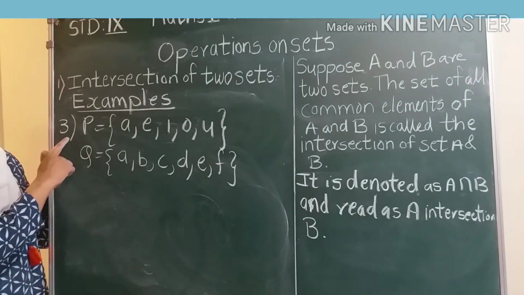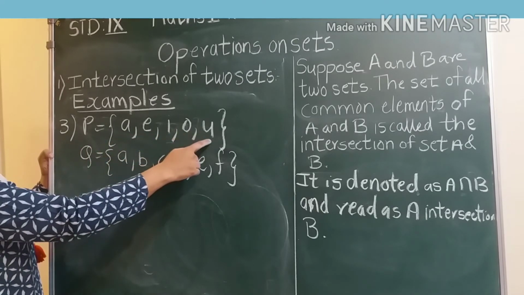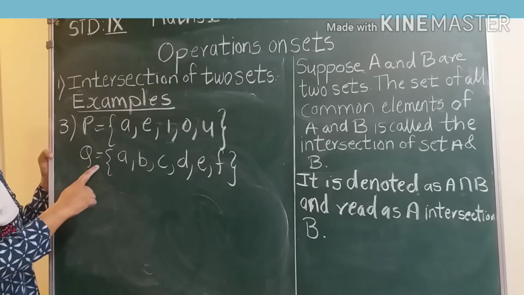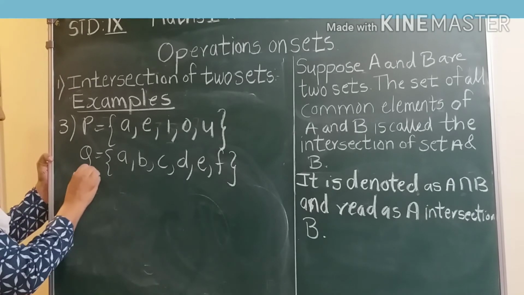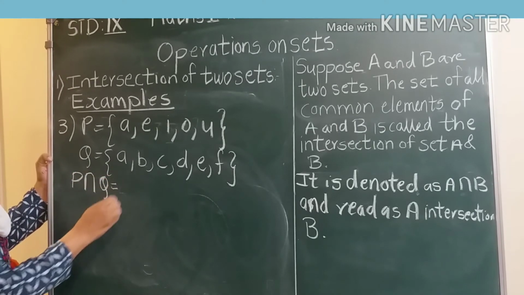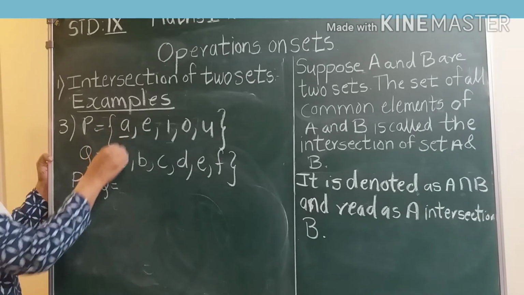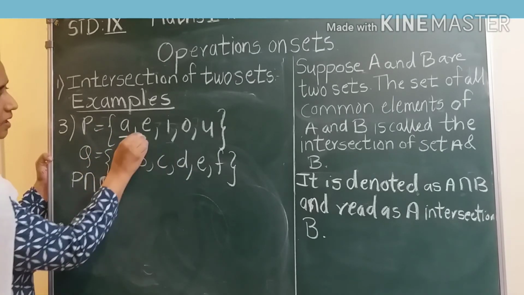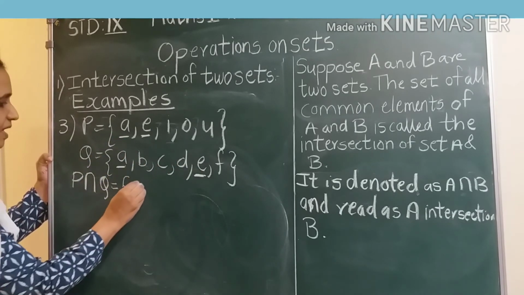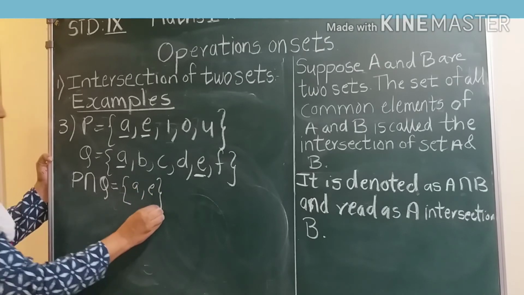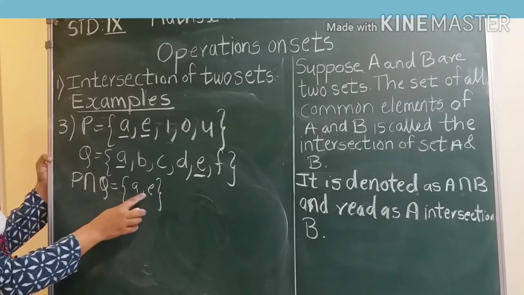This is the third example. Set P. Which are the elements in this set P? A, E, I, O, U. Set Q. Which are the elements in this set? A, B, C, D, E, F. Now we'll write P intersection Q. So what is P intersection Q? Common elements. Find out the common elements. So A is the first common element. Then E. These are the two elements which are common. So we'll write this A and E. So what is intersection of this P set with the Q set? Only two elements, that is A and E.